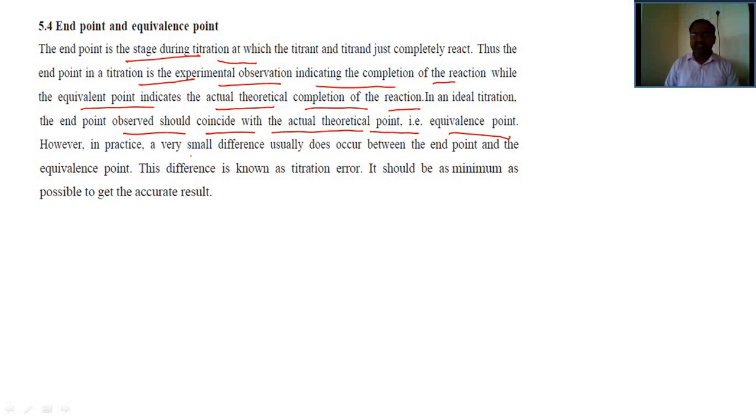In practice, a very small difference usually does occur between the end point and the equivalence point. This difference is known as titration error. It should be as minimal as possible to get an accurate result.